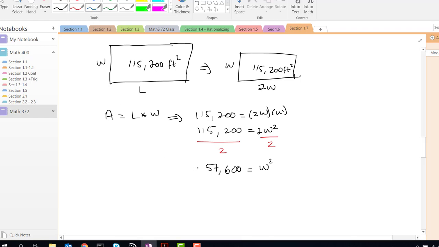And now we can use our knowledge of radicals to take the square root of both sides. So let's take the square root, and the square root of that is 240, but I took the square root of a variable, so I'm going to get plus or minus. So it's plus or minus 240 is W. But we are dealing with a rectangle, so the length or the width cannot be negative. So we can ignore the negative because lengths are positive. So the width is 240.